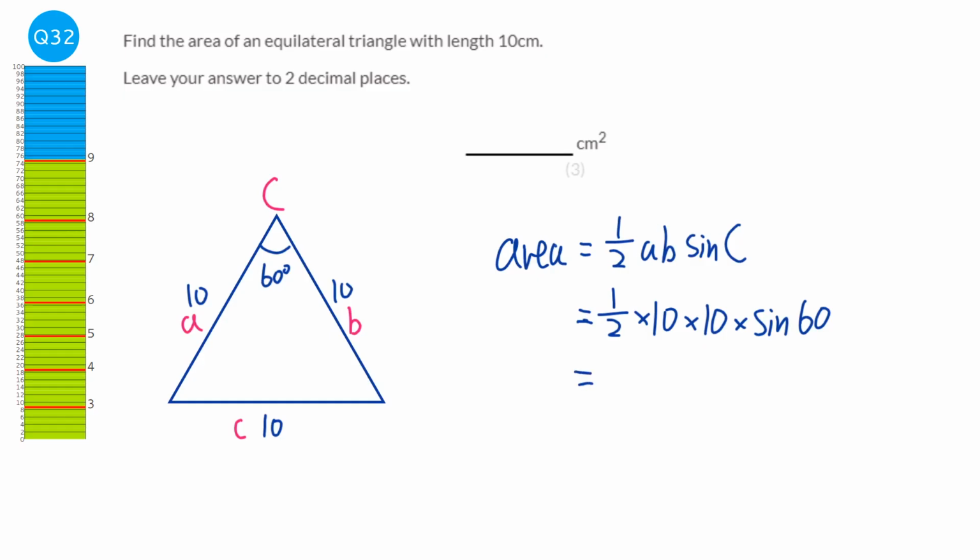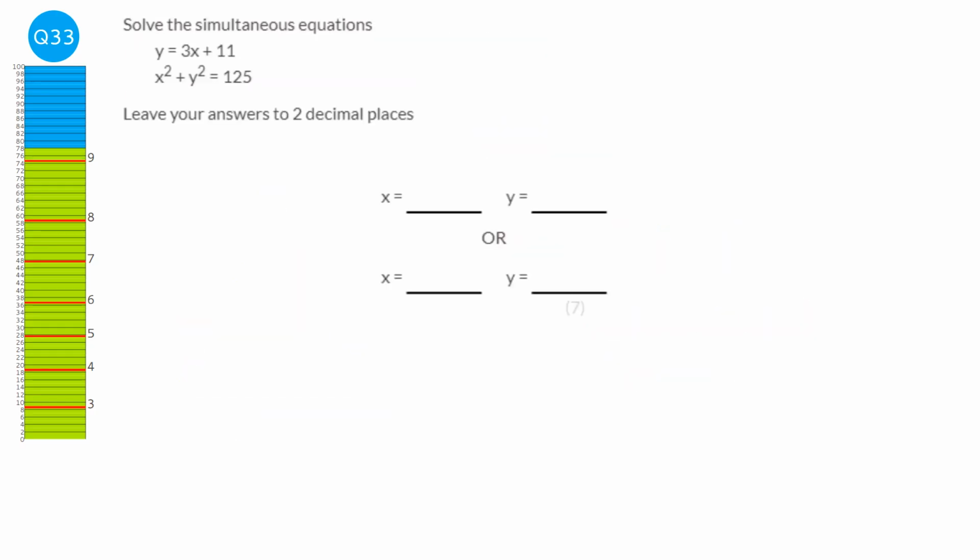Okay, so let's put that into our calculator and we get the answer of 43.301, blah blah blah. It says it wants it to 2 decimal places, so that is 43.3.